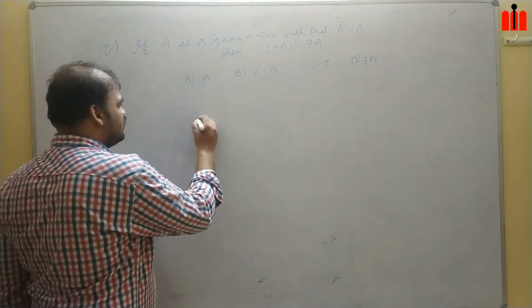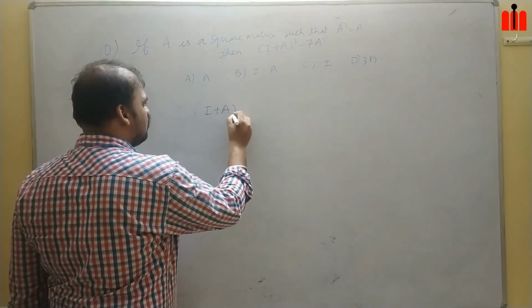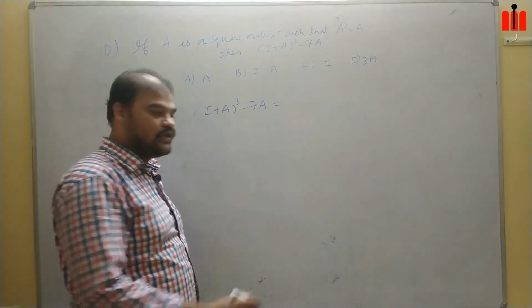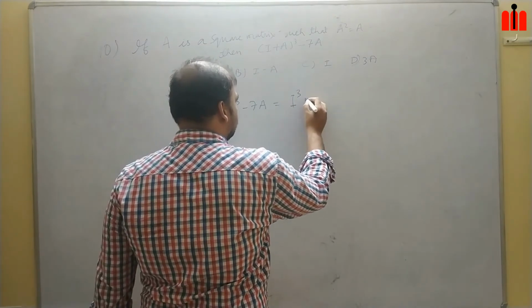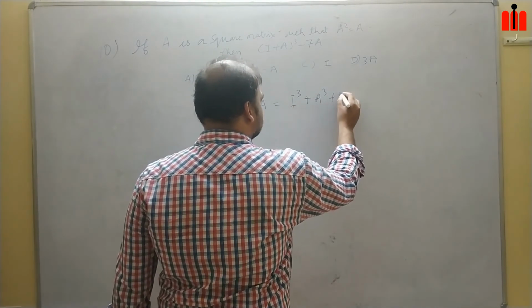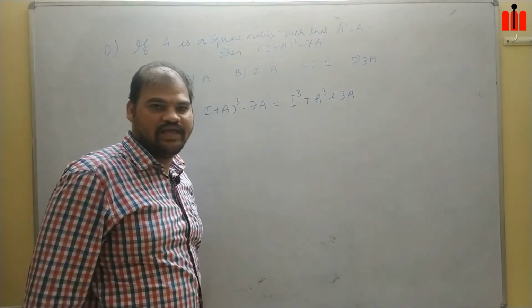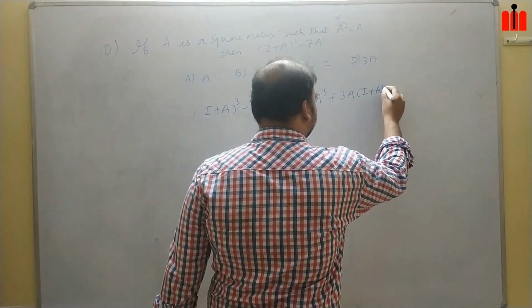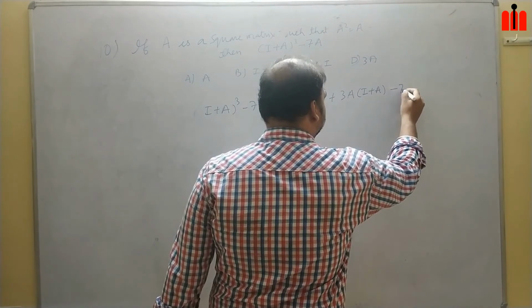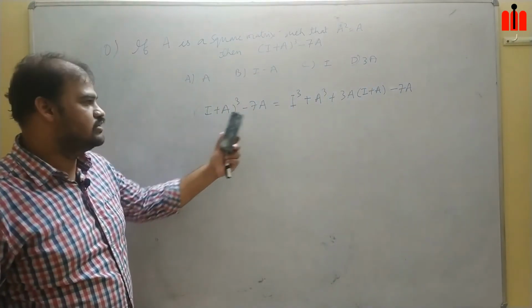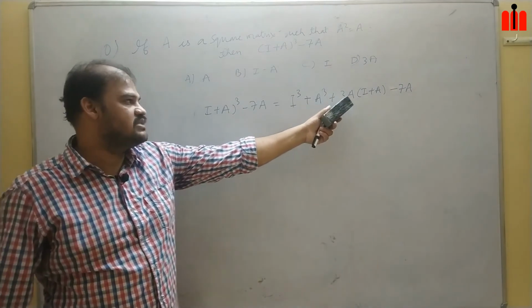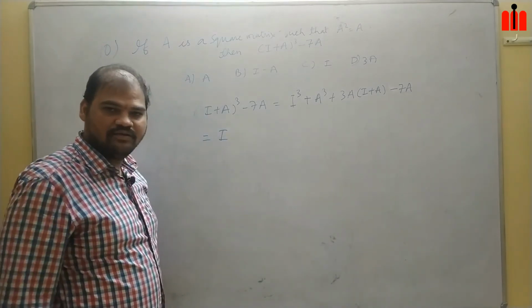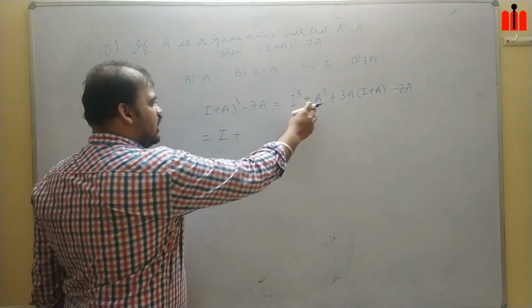So let's solve it. I plus A whole cube minus 7A. This is equal to, what is A plus B whole cube? A cube plus B cube plus 3AB bracket A plus B. So here, 3 into A into I will become 3A, bracket I plus A, minus 7A. So this is equal to, I cube will be I, plus A cube.